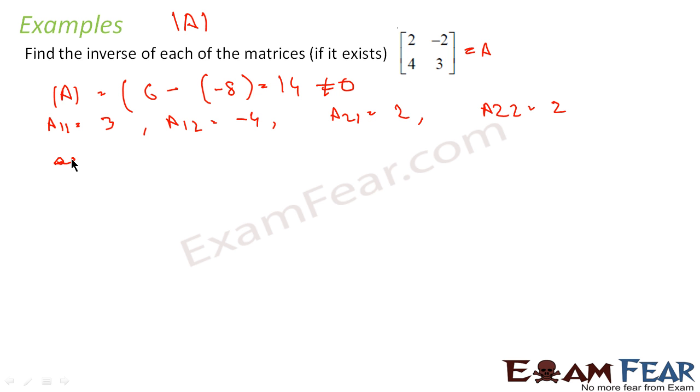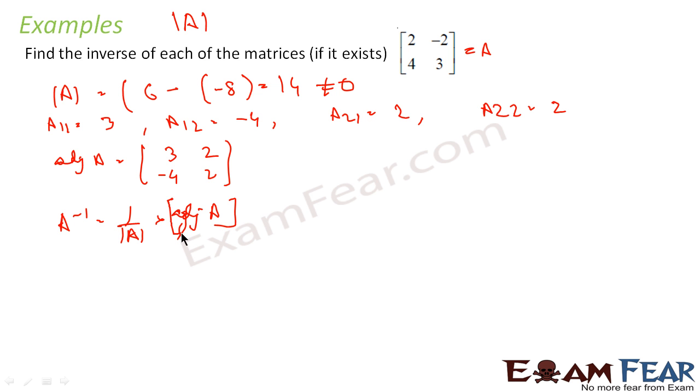So the adjoint of A will be nothing but A11, that is 3, A12 minus 4, A21 2, and A22 2. This is the adjoint of A. A inverse, I know, is nothing but 1 by the determinant of A into the adjoint of A matrix. So this is 1 by 14 into 3, 2, minus 4 and 2. So this is my A inverse. Very simple. I just found the adjoint of A, I found the determinant of A, and the inverse is nothing but 1 by the determinant of A into the adjoint of A.